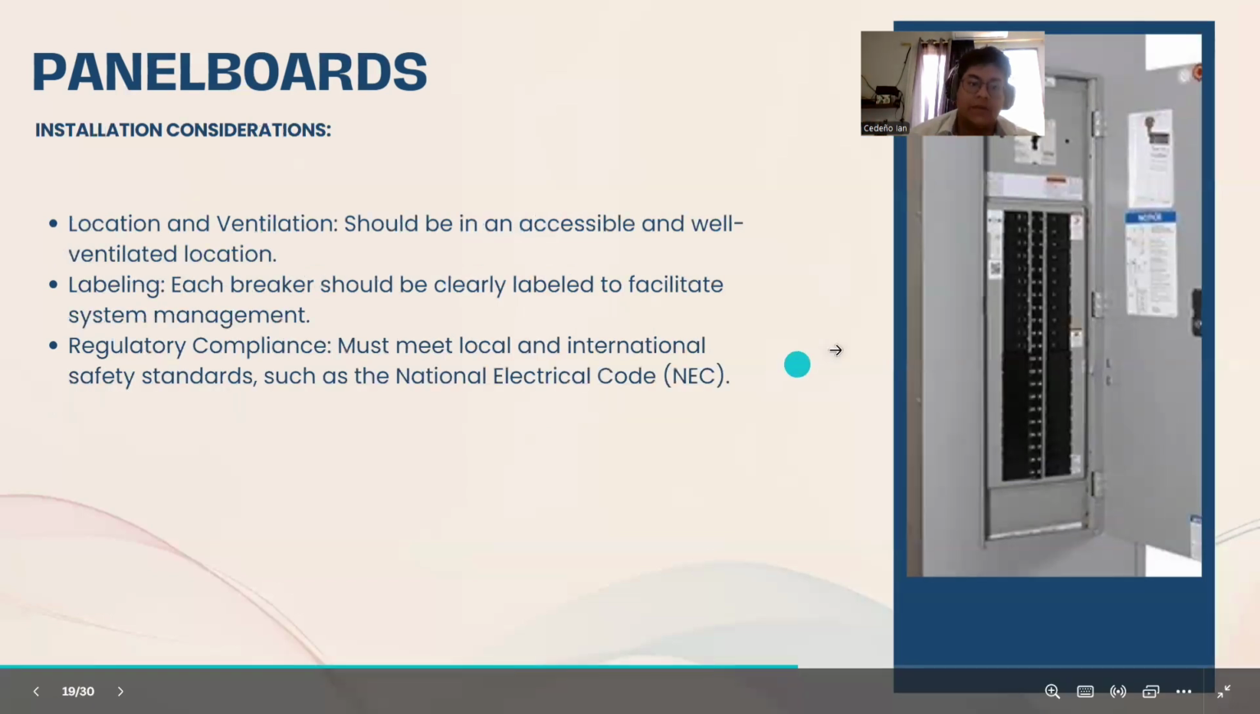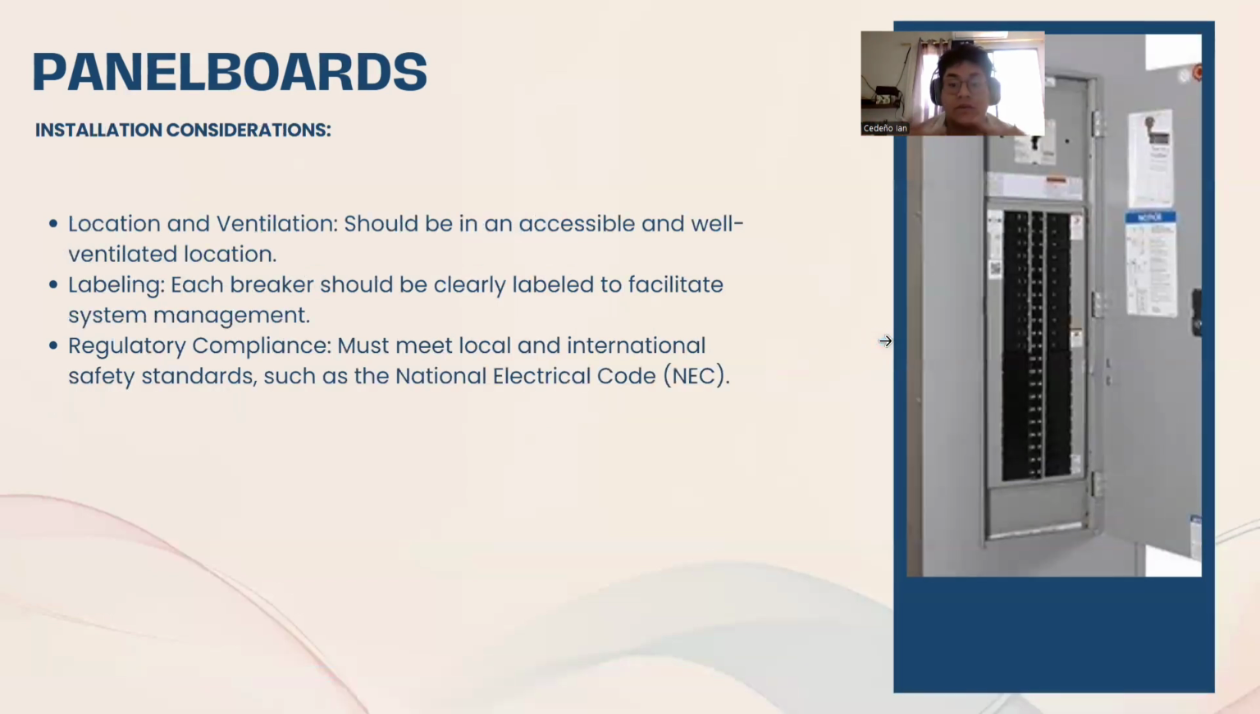Okay. Well, for the installation considerations for the panel board of our project, we have the location and ventilation, the labeling, and regulation compliance. The location and ventilation should be accessible and well ventilated, to avoid any problem at the house. For example, the heat of the panel board from the electricity. We have overheating that can provoke a fire in the house.